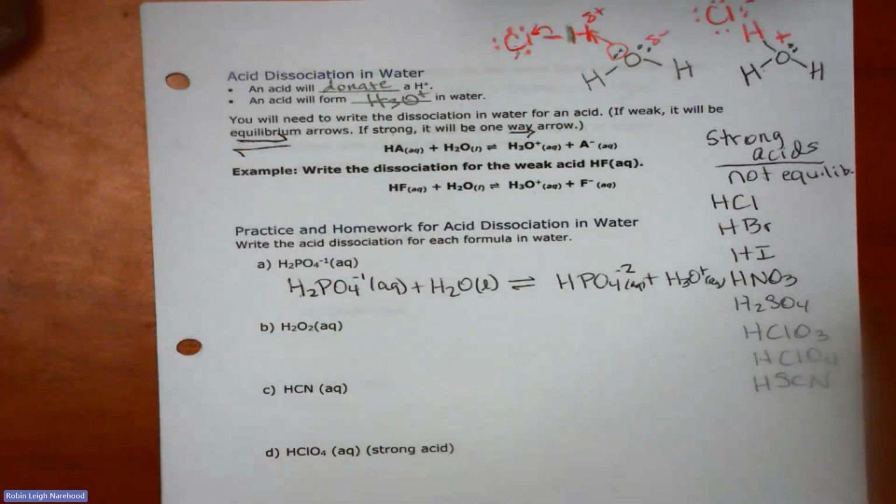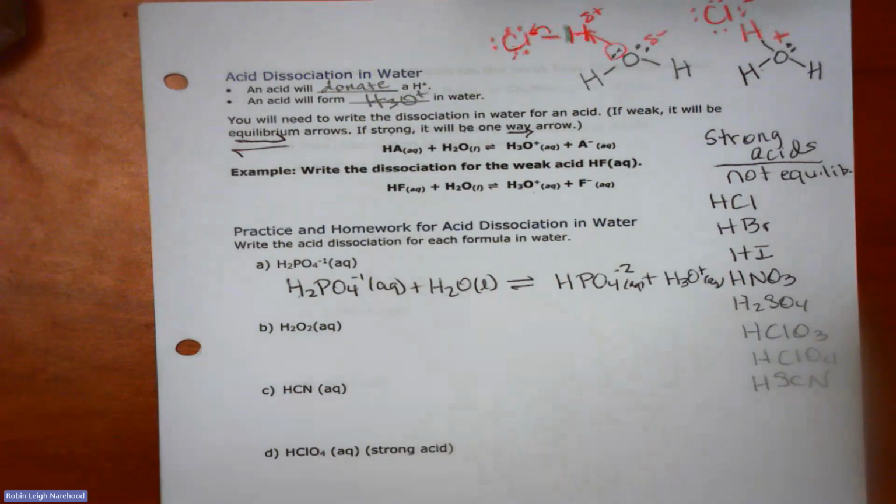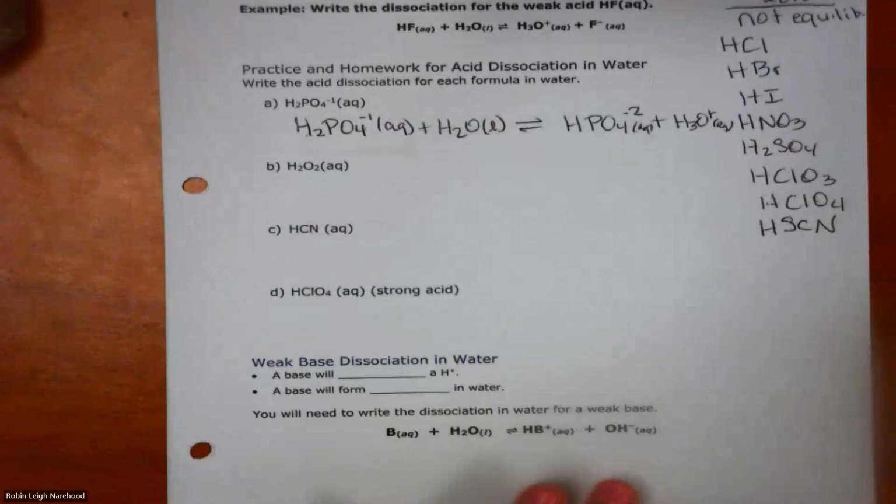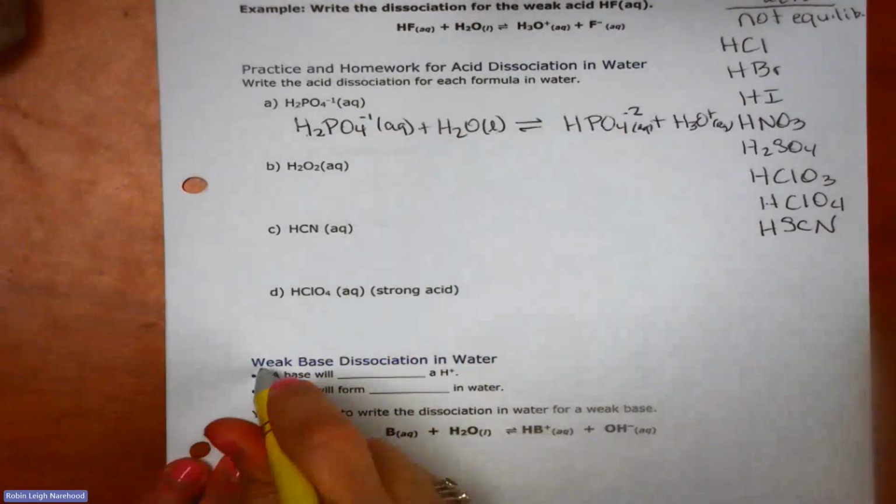So for these, you want to just focus on pulling one hydrogen off and rewriting the formula, making sure its charge goes up by -1, and then make sure you have the hydronium and it's positive. And everything's aqueous except water, which is liquid. Okay, for bases, these are only going to be the weak bases.